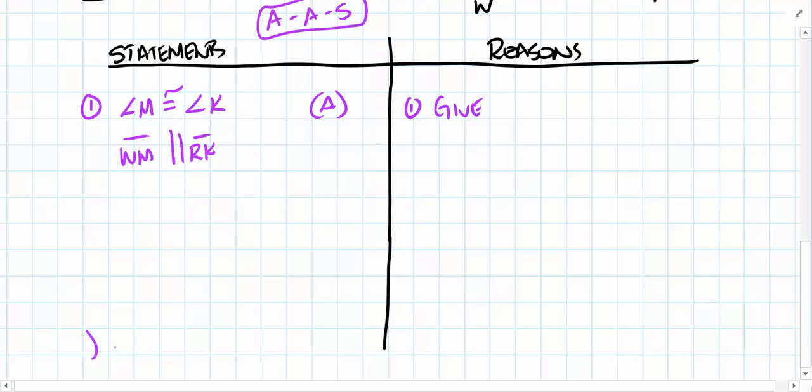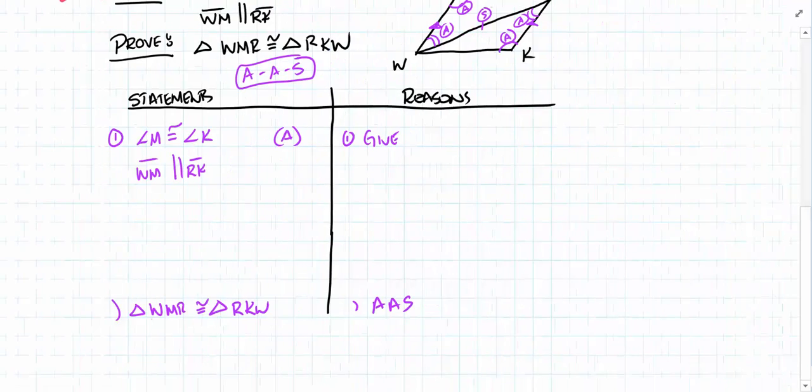triangle WMR is now congruent to triangle RKW. And what's my plan going to be in this case, guys? Yeah, angle, angle, side. Now I actually know the plan, so I can actually add that in now. Okay, I'm going to shrink this down so we can see it all. Okay, there we go. I have the angle.